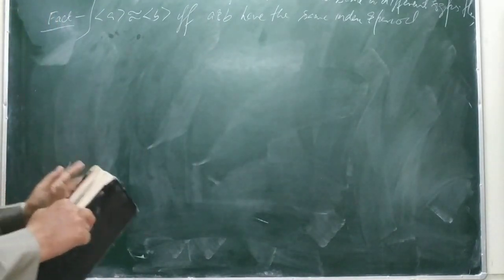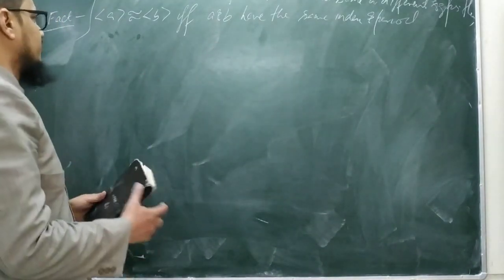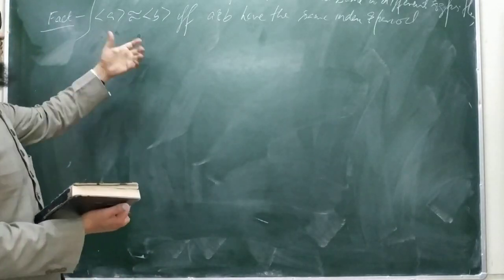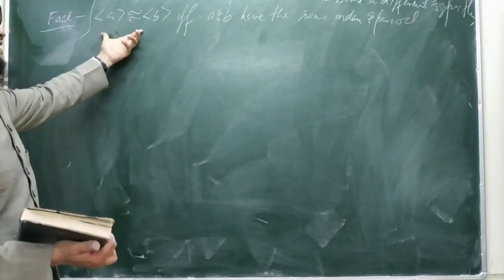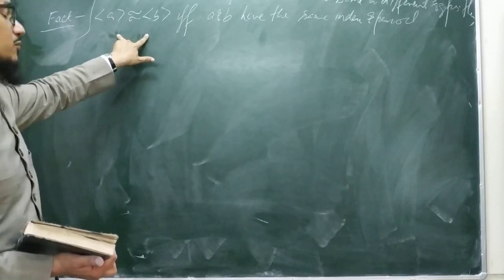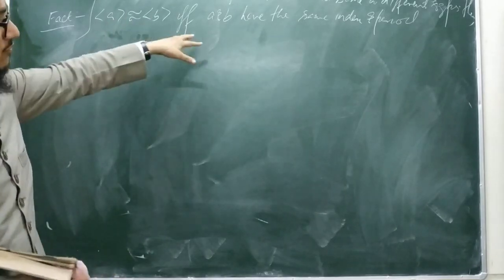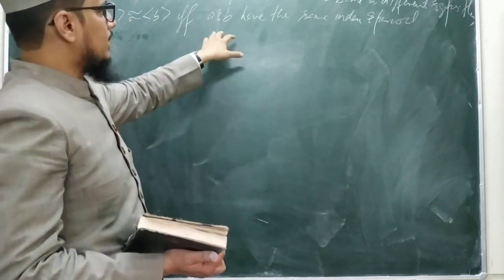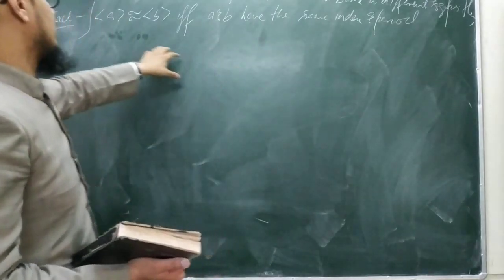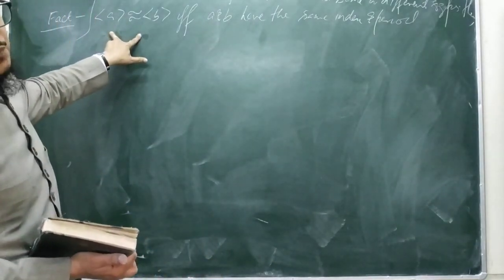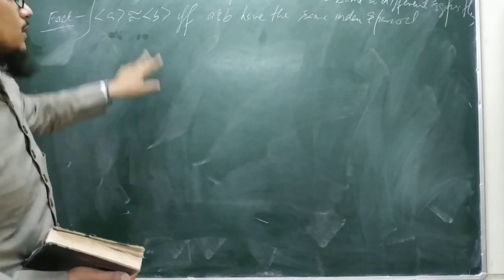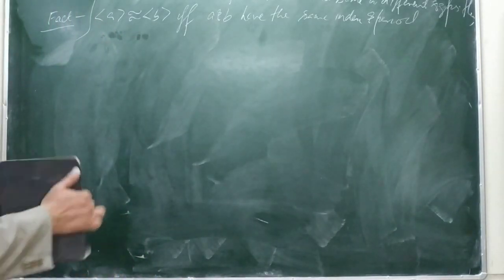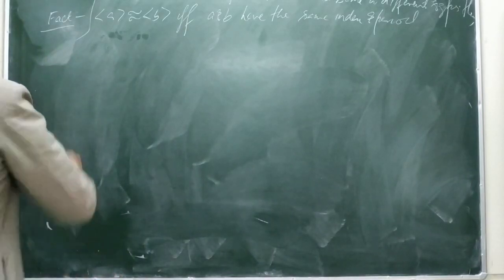First we assume that if these two monogenic semigroups are isomorphic to each other, then we have to prove that A and B have the same index and period. Conversely, assume that A and B have the same index and period, then we have to prove that these two subsemigroups are isomorphic to each other. So we have to do it in both ways. Now let's see.